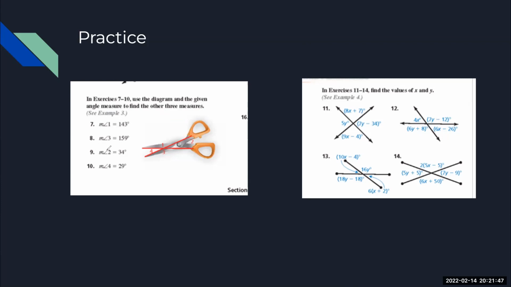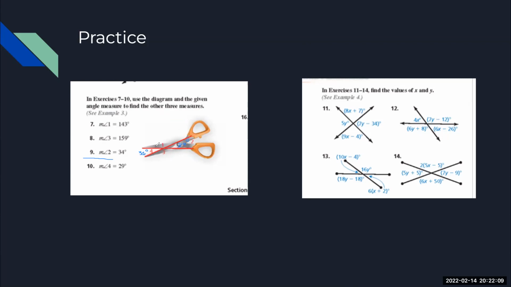Let's do number 9. It is given that measure of angle 2 is 34 degrees this time. So again, according to the vertical angles congruent theorem, angle 4 is 34 degrees because it is vertical to angle 2.